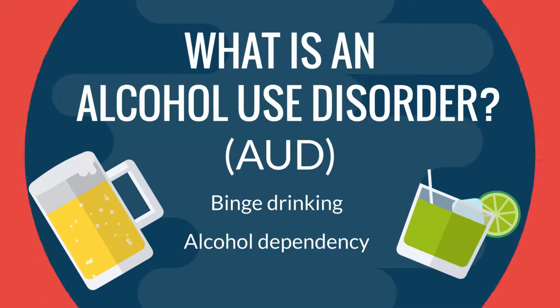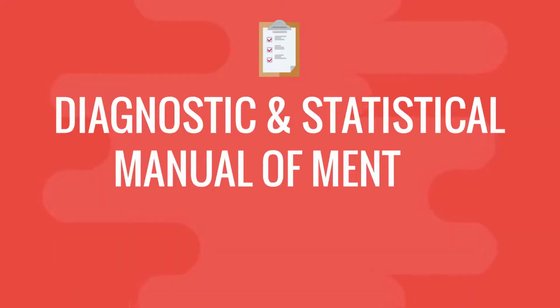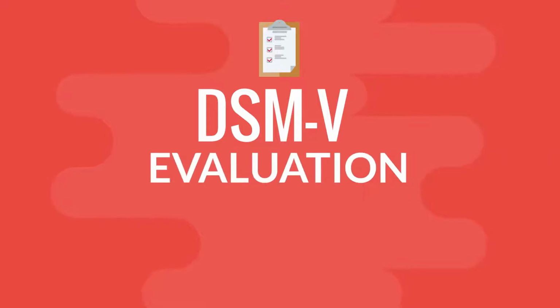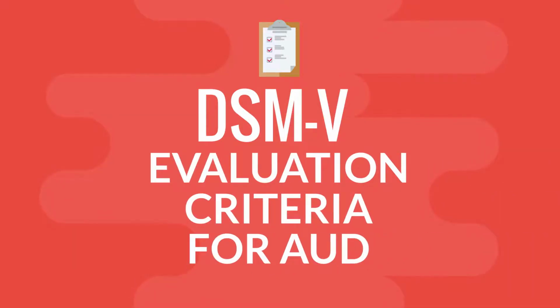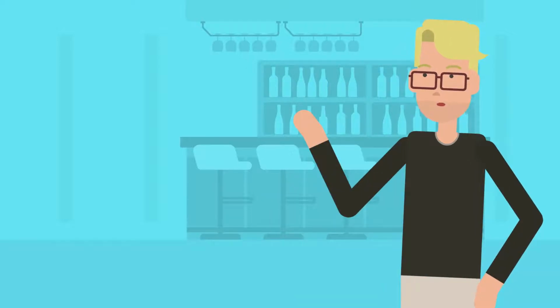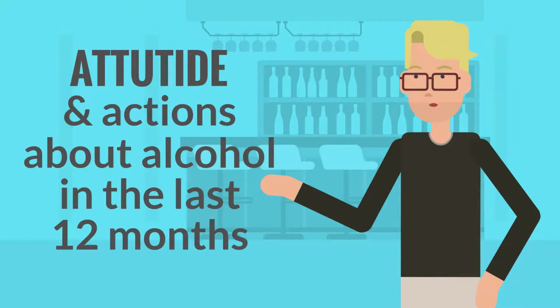The criteria used to define whether someone has an alcohol use disorder are listed in the latest version of the Diagnostic and Statistical Manual of Mental Health Disorders. I know that's a mouthful, so we just say DSM-5, but it's used by mental health professionals to guide them in making their diagnosis. The DSM criteria for identifying alcohol use disorder takes a look at a person's attitude and actions regarding alcohol over the previous 12 months.